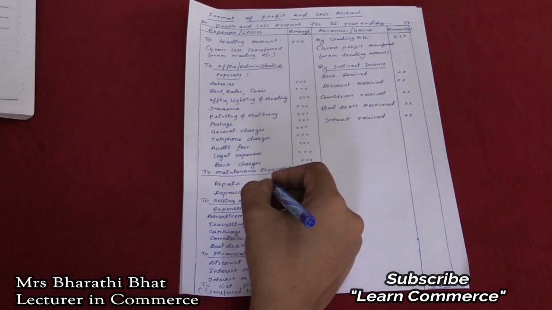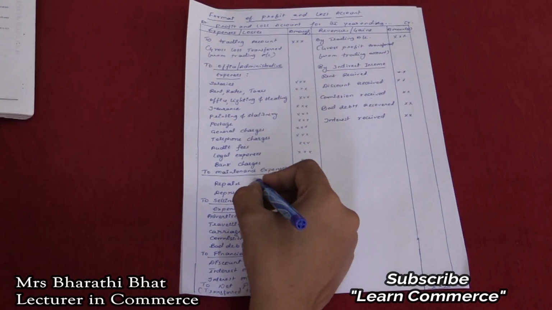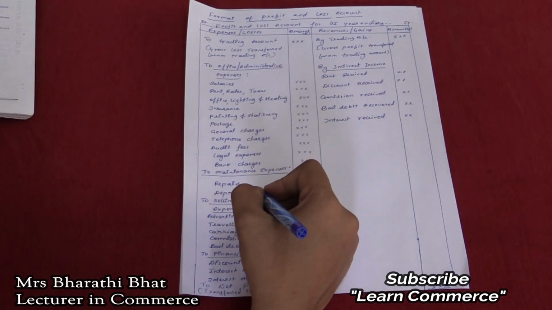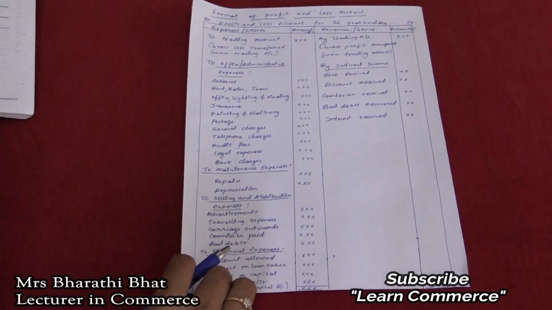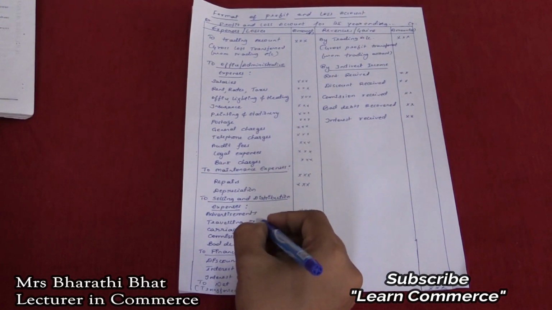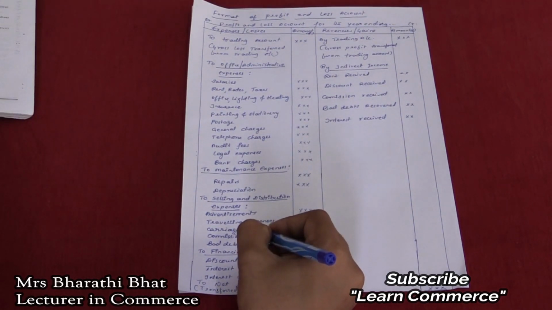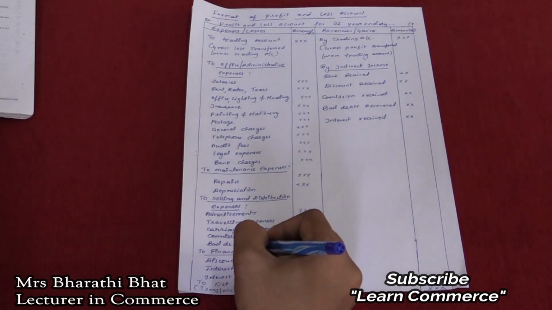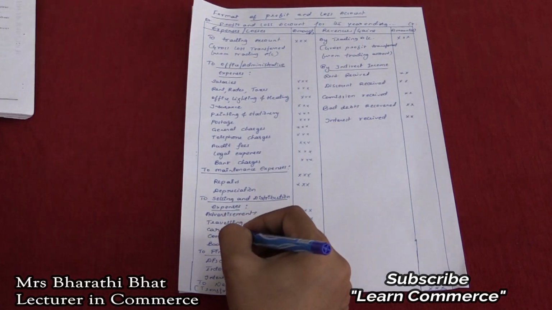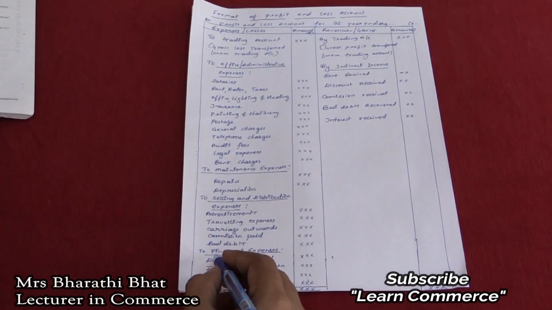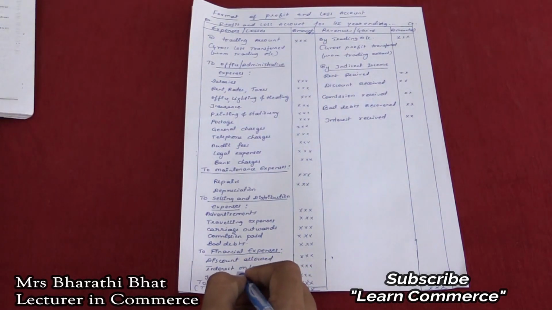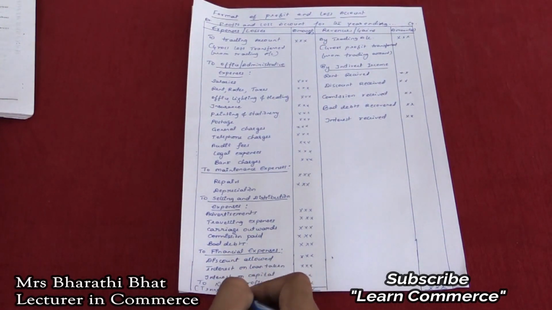And the next classification is maintenance expenses. Under that two items will come, one is repairs, another one is depreciation. Under selling and distribution expenses, the items that come are advertisement, traveling expense, carriage outwards, commission paid, bad debts. We have to use the prefix "To" for all these transactions. Next, financial expenses like discount allowed, interest on loan taken, interest on capital.